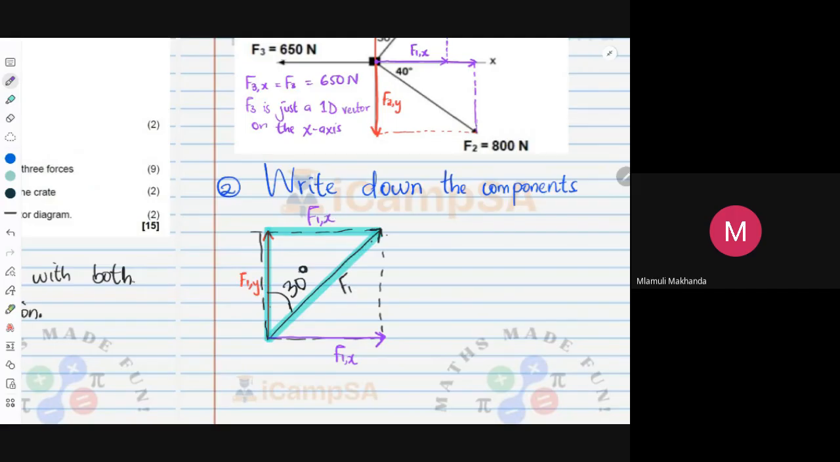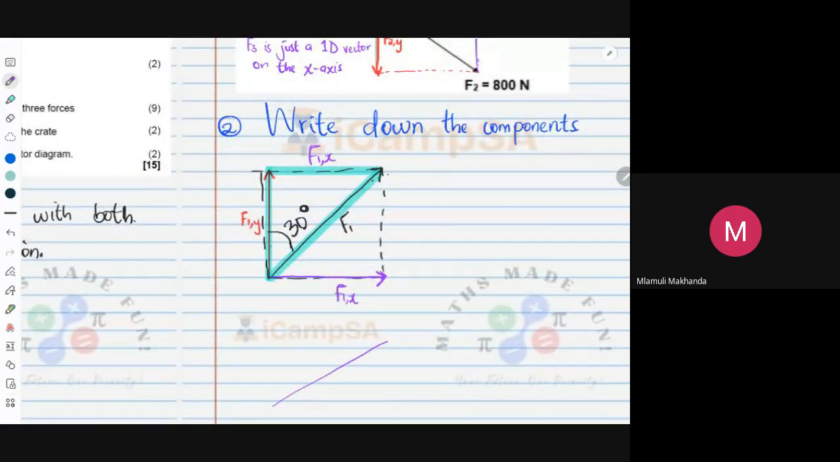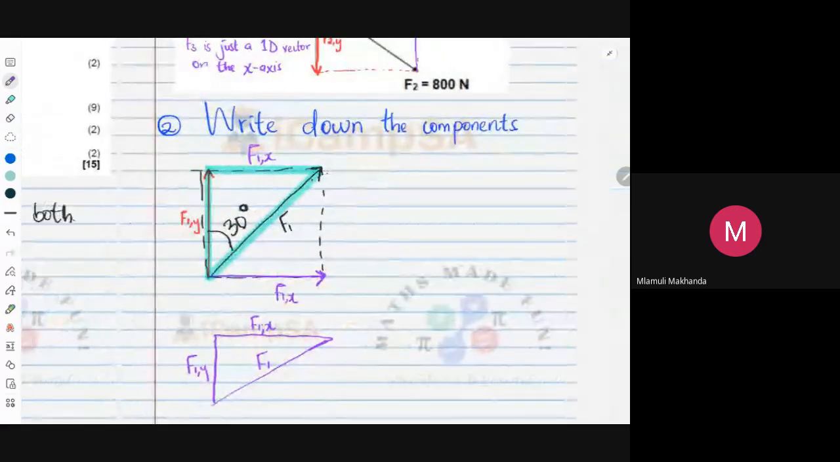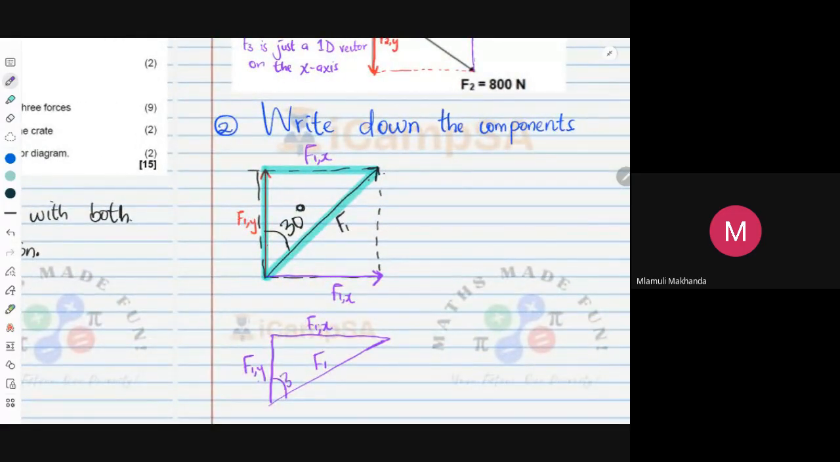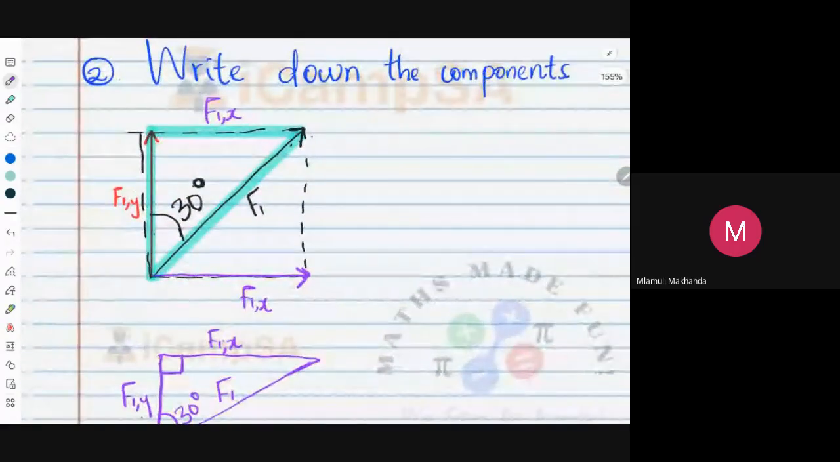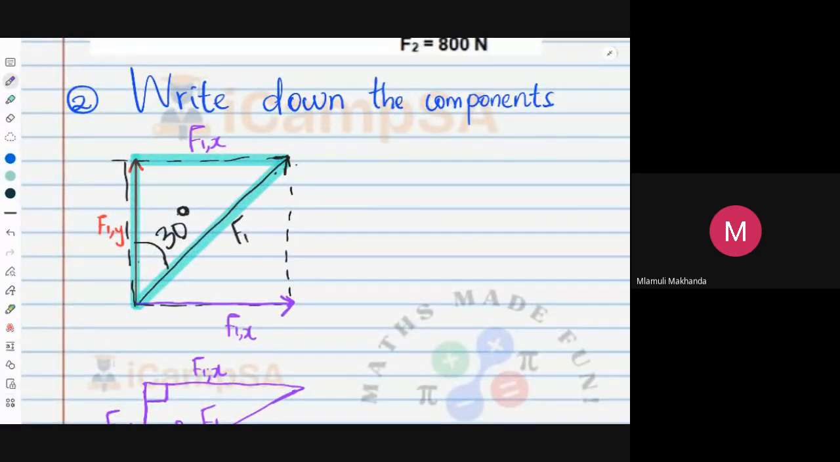So we have something like this. Let me draw it here. If you were to think about it as a triangle, you have F1, you have F1x, then you have F1y. That's it. Then you have this angle that we're given, which is 30 degrees. Then it's a 90-degree triangle. So that's what it is. So what this tells us as well is we can then find the relationships between the components of F1 and F1. Let's start.